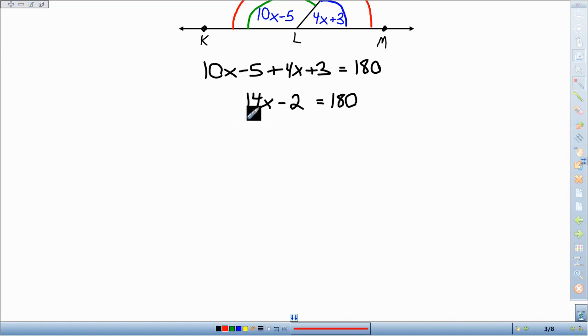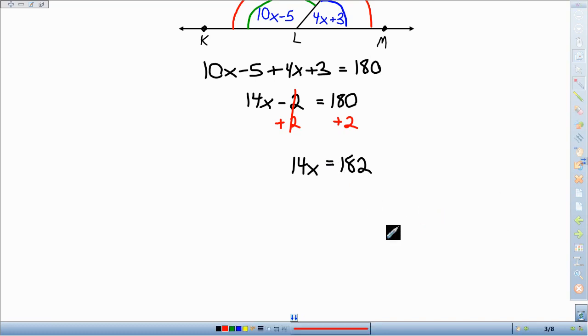Here's what I notice. I have a 14 and a minus 2 I need to get rid of. Which one do I get rid of first? Well, I always need to deal with what's being added or subtracted first. So this minus 2 is what I need to deal with, so I'm going to add 2 to both sides. All right, so those are gone. I've got 14x on the left, and on the right, looks like 182.